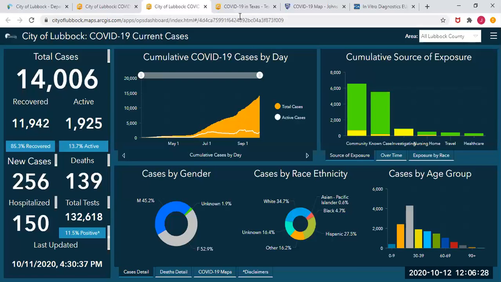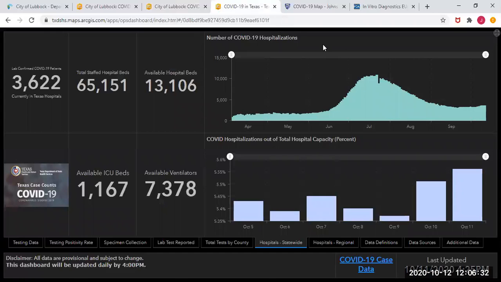There's also one for the state of Texas. Let me pull this, and I like this one. There's a whole lot to play with on here, but one that's really helpful is you can toggle down here. It starts out on case data, but you can switch it to hospital data. And what I like to look at is hospitals statewide. And so this shows how many were hospitalized in the state of Texas day by day.